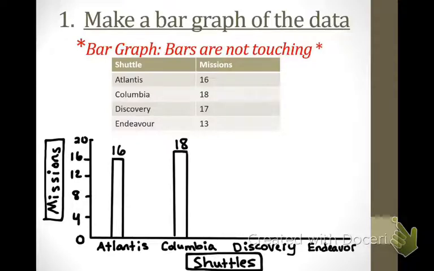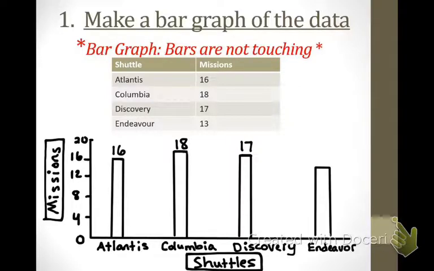Looking at the next one, the Discovery, how many did the Discovery go on? 17. Okay, so once again, as you can see, I don't have a 17. You know it's going to be in between 16 and 20 and closer to which one of those numbers? 16. Closer to the 16, okay? Once again, don't forget to label it so we know for sure how many it was. And the final one, the Endeavor, how many missions did the Endeavor go on? 13. 13 is correct.